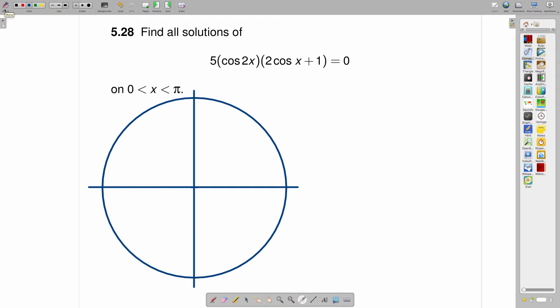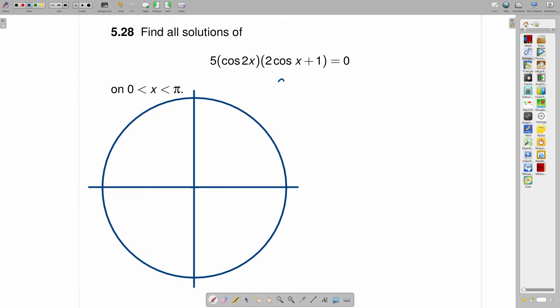Find all solutions of 5 times the cosine of 2x times 2 cosine x plus 1 is equal to 0 on the range 0 to pi. So we are only interested in solutions x from here to here on the winding circle. So the first step in this case is we can divide both sides by 5, and this 5 will go away, and that'll simplify things a little bit.